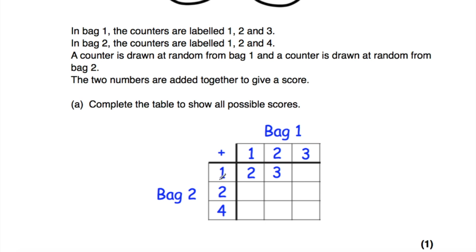So we would do 3 plus 1, that's equal to 4. 1 plus 2, that's equal to 3. 2 plus 2, that's equal to 4. 3 plus 2, that's equal to 5. 1 plus 4, that's equal to 5. 2 plus 4, that's equal to 6. And finally, 3 plus 4 is equal to 7. So they're all the possible scores that we could get if we were doing this.